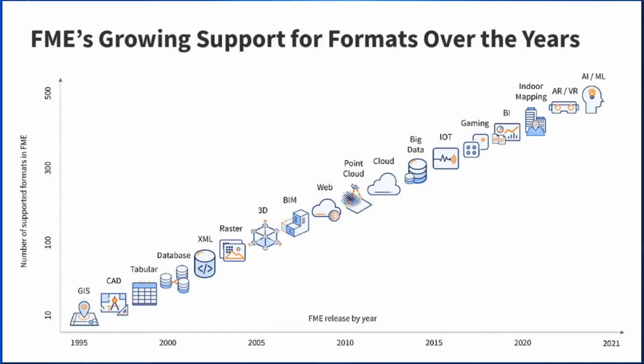This is a fun chart we've got of FME's growing support for formats over the years. On the bottom left there, from 1995, our bread and butter was really in GIS and CAD in the beginning. And then over the years, we've expanded into raster, 3D, BIM, all the way to the top up there with indoor mapping and more.